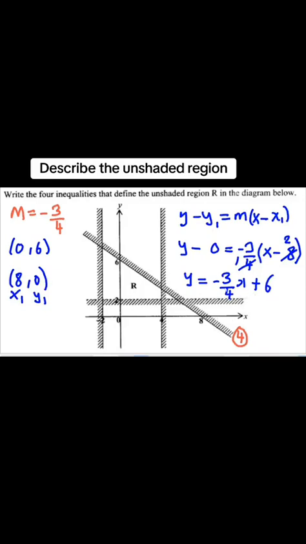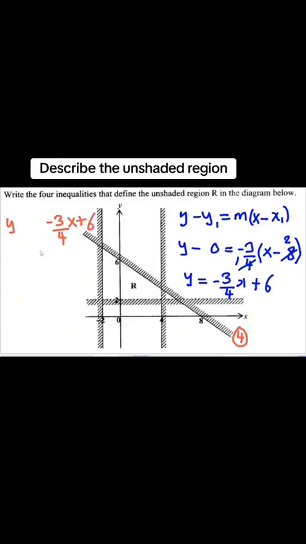Now, what are we going to do from here? What you have is the equation. But we need to write the inequation by using the inequality sign. So what we are going to do now is write the same equation that we have found. Y, we leave space. Then we write negative 3 over 4x plus 6.